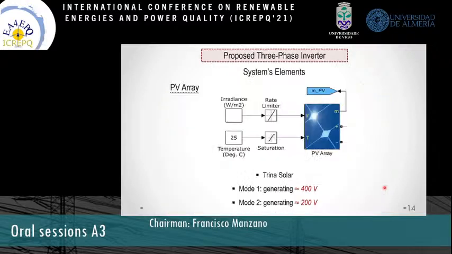Let's look now at the system elements. Using MATLAB Simulink software, a Trina Solar PV array is used. So in order to work correctly, it must be fed by two inputs, the irradiance and the temperature.